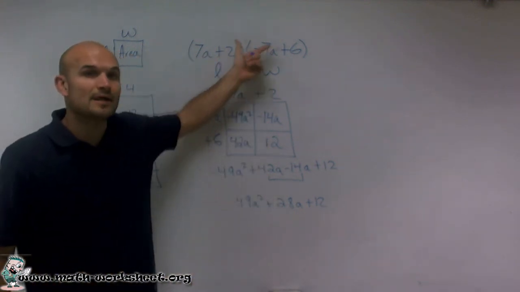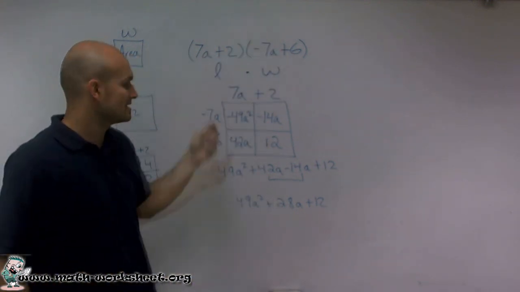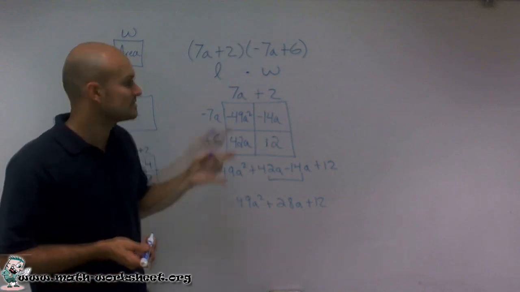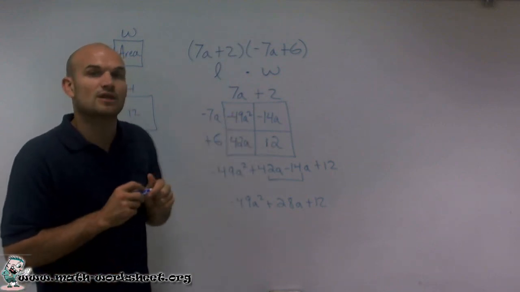By multiplying my two binomials, I have produced a product that is equivalent to the area. So I used a box to help me solve for that. And there you go.